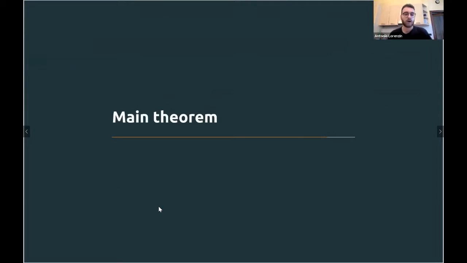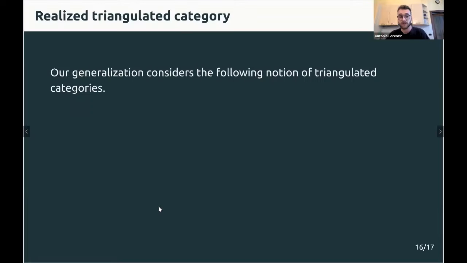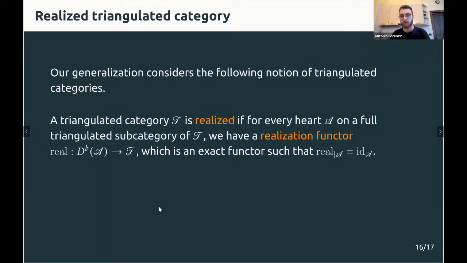Now, finally, we are going to state the main theorem and also see a little bit of proof, a sketch, of course. But first, we need our notion of triangulated category for the generalization, because we can't prove it for all triangulated categories. We need this requirement, which I call realized. It is a new definition, but it is very much linked to other older definitions that already exist.